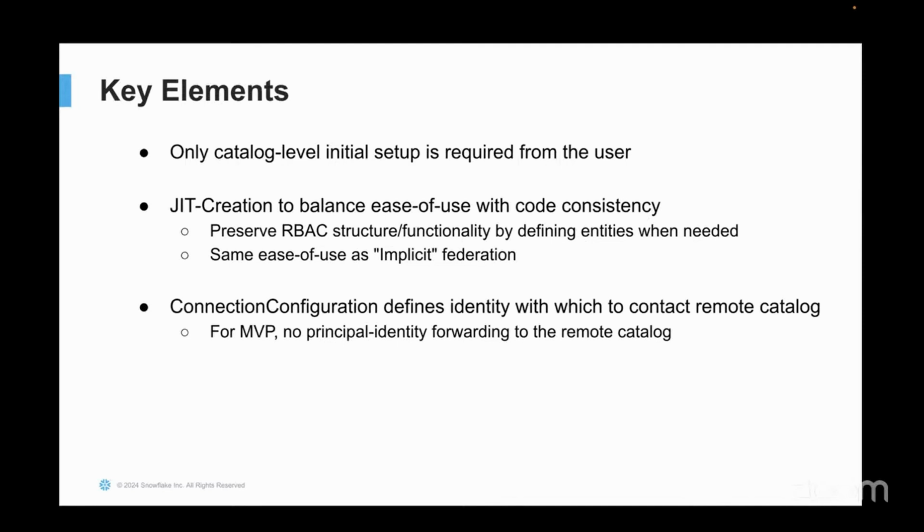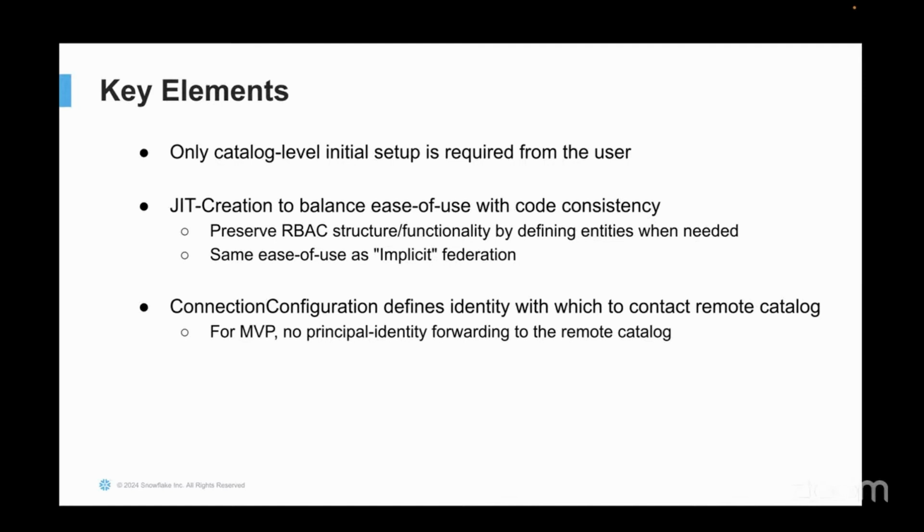The just-in-time creation sort of gives you the best of both worlds. By creating the entities just in time, we can preserve the existing machinery that performs RBAC, that performs that authorization model. It's also a useful building block towards things like caching functionality or catalog migration scenarios. But because it's just-in-time creation, it has the same ease of use as implicit federation, meaning the user never has to juggle with tables or namespaces or anything. You just link in your catalog and everything should just work.